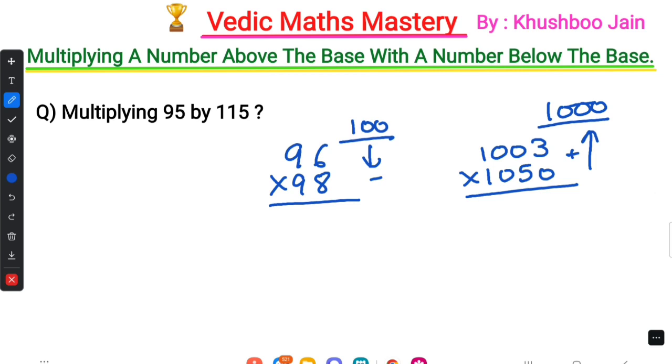Now we'll solve examples where one number is above the base and one is below the base. How can we solve this question where the digits are near the bases? As I already told, the bases are like 10, 100, 1000, 10,000, lakh. So how can we solve these types where one is negative and one is positive? There is a very short and unique trick, and we can solve it within 5 seconds.